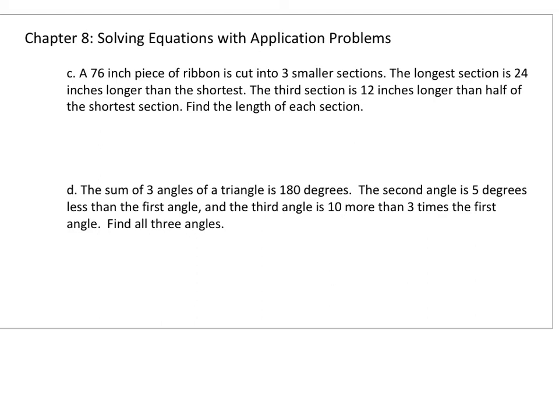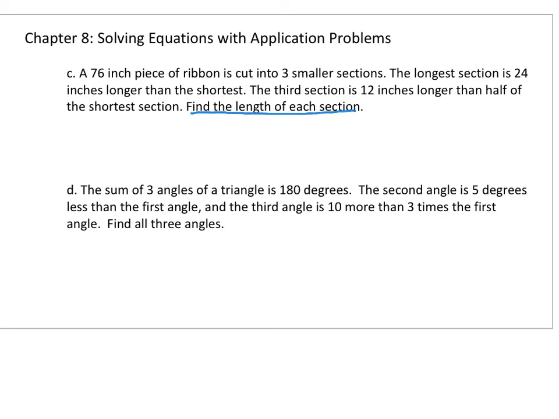Problem C. A 76-inch piece of ribbon is cut into 3 smaller sections. The longest section is 24 inches longer than the shortest section. The third section is 12 inches longer than half the shortest section. Find the length of each section. Holy smokes. Okay. See, look at the end where you have to find the length of each section.